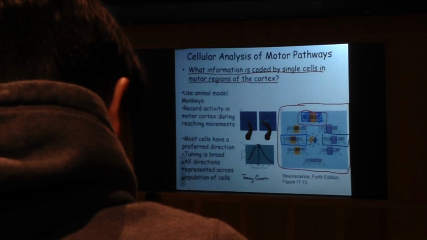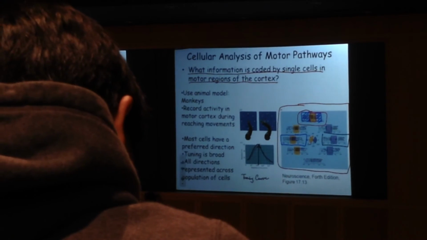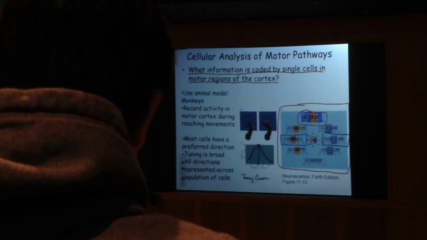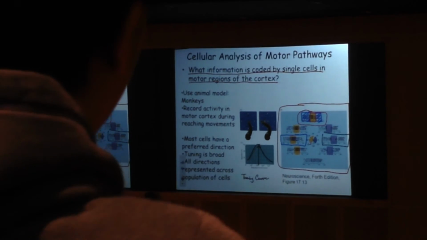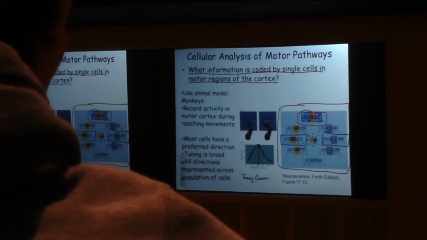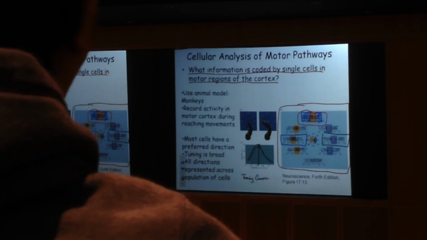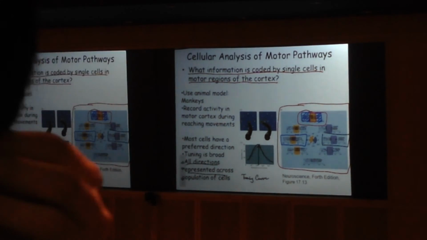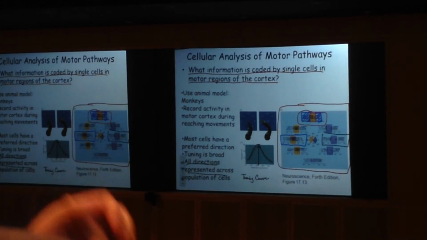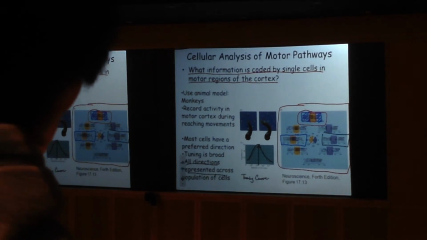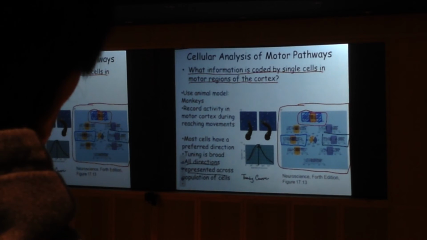And if you're sampling all these cells within that particular region of interest, for example, all the primary cortex, you will find that all directions are actually represented. They have neurons that prefer different directions, and all the directions are represented. You can also see the tuning curve is pretty broad. It's not very narrow.